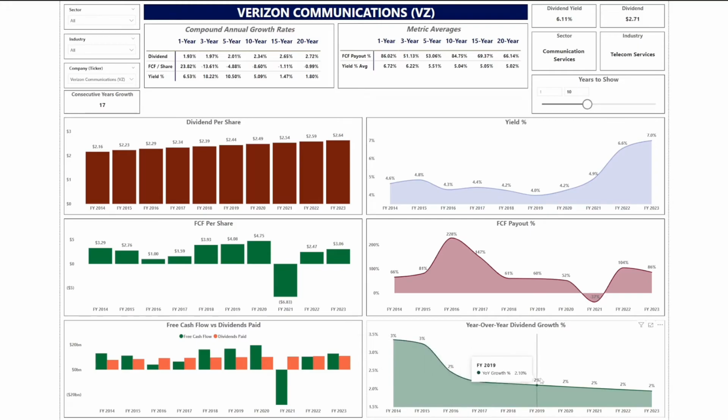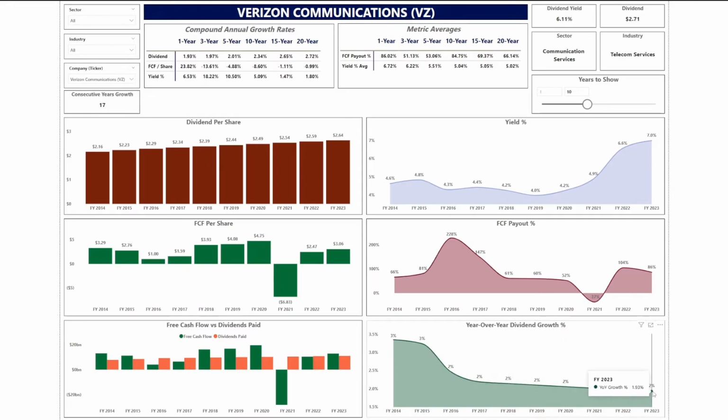And another aspect to consider is that dividend growth percent, the year-over-year growth percent, has been slowing down a lot. It's slowing down because they want to keep paying that dividend. They've had 17 consecutive years of dividend growth now. They want to keep increasing that dividend for investors, but they know that it's getting tougher to afford paying out an increasing dividend year after year.